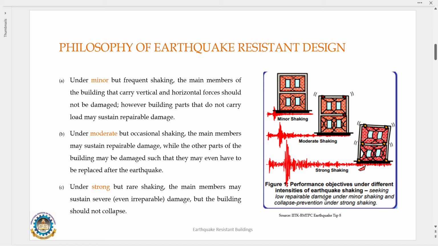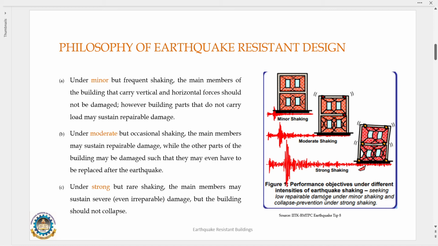So from all these philosophies, we can correlate that after minor shaking, the building may be fully operational within a short time, and the repair cost will also be very small. And after moderate shaking, the building will be operational once the repair and strengthening of the damaged main members are completed. But after a strong earthquake, the building will not be functional for further use, but it will stand so that people can be evacuated and the property can be recovered.